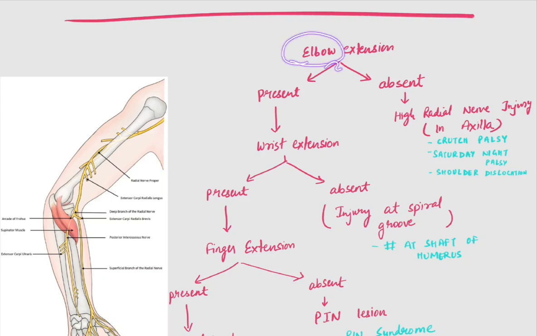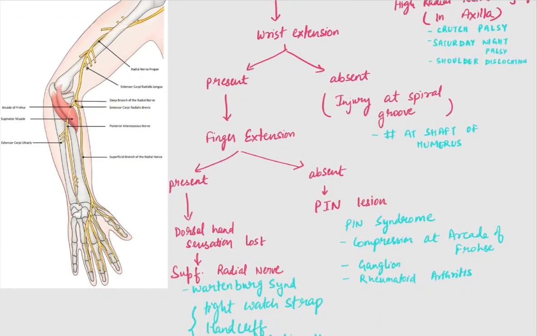If elbow extension is present, we check the wrist extension. If it is absent, then the injury is at the spiral groove. For example, as in case of the shaft of humerus fracture. If the wrist extension is also present, we go further below and check the finger extension.